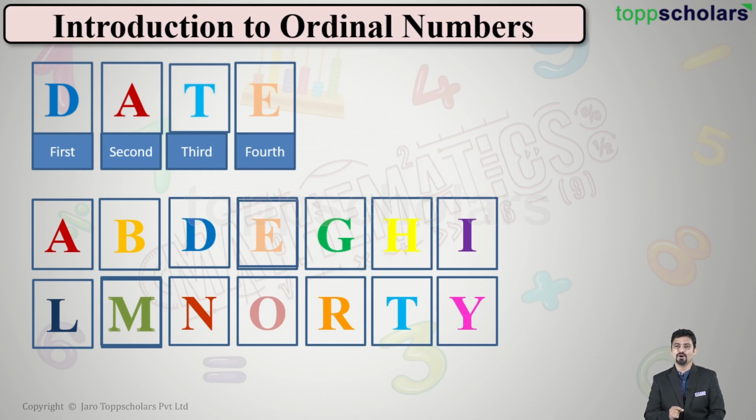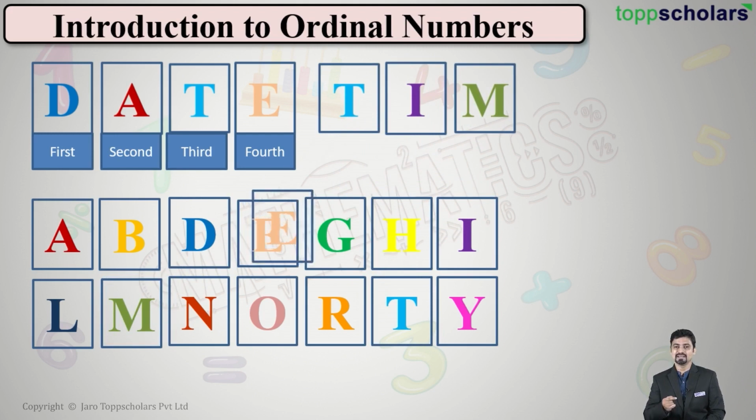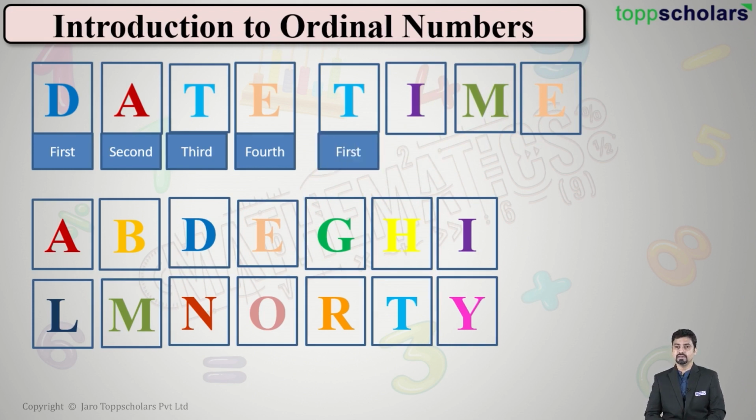I am going to make one more word. Let me show you what. T. Then I take I. Then I take M. And then I take the letter E. What word did I make here, my dear students? I made the word time. In this word, the first letter is T. The second letter is I. The third letter is M. And the fourth letter is E.